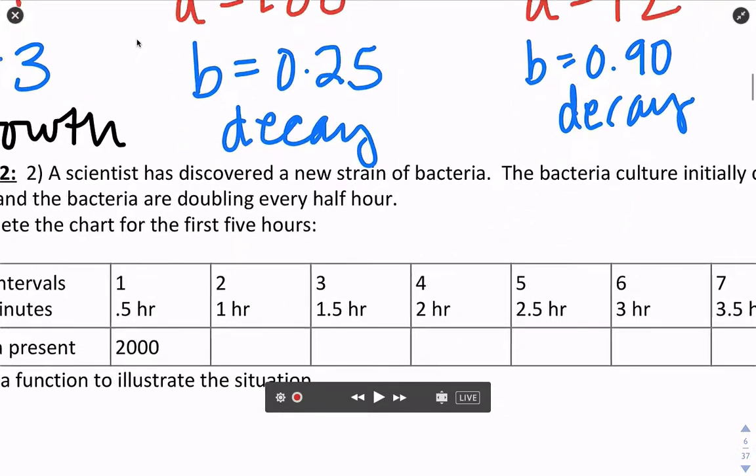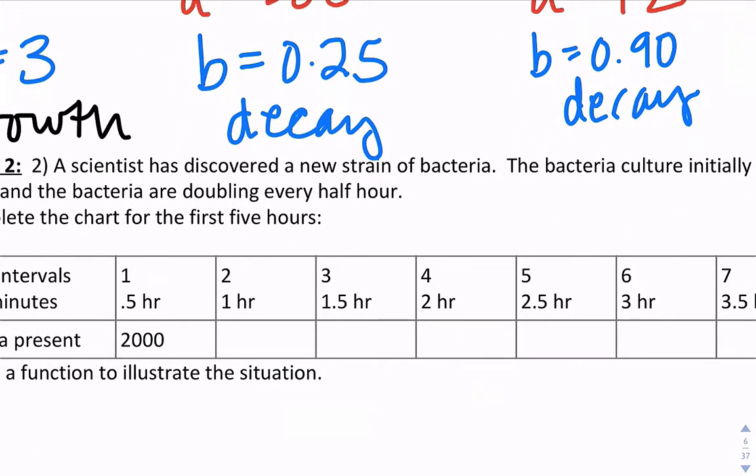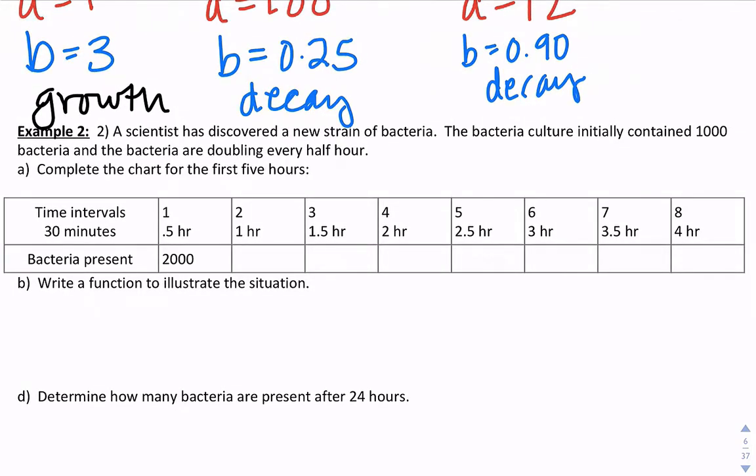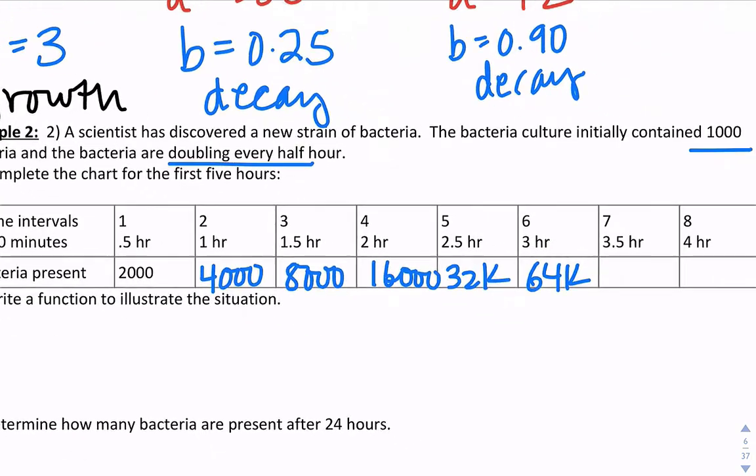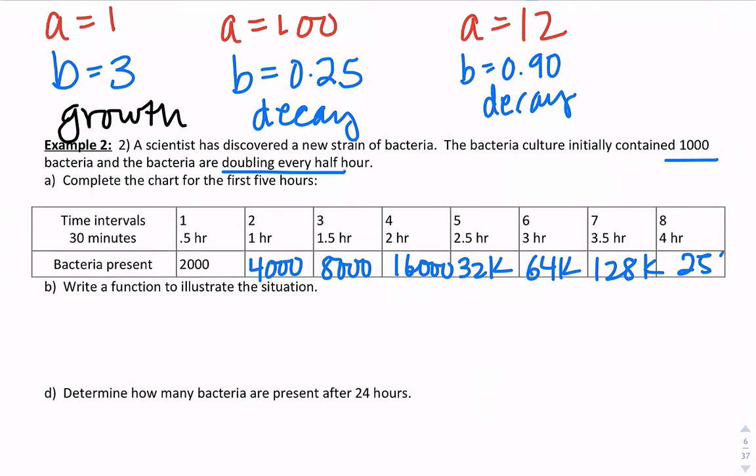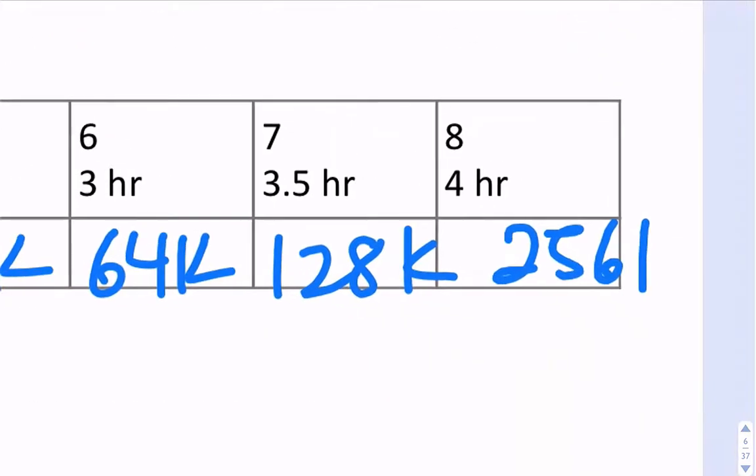A scientist has discovered a new strain of bacteria. The bacteria initially contained 1,000 bacteria, and it doubles every half hour. So if we double this, we will get 4,000, 8,000, 16,000, 32K, 64K, 128K, 256K. So we're doubling it every hour. Oops, I can't write the K there.